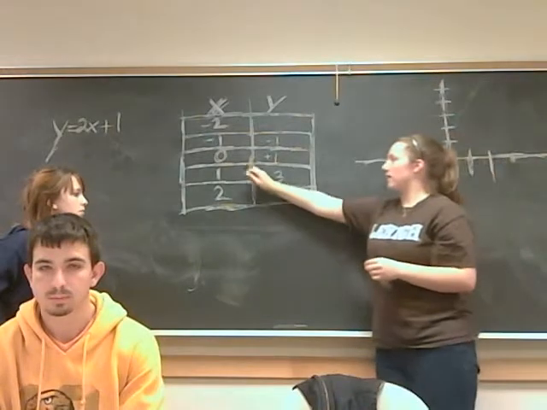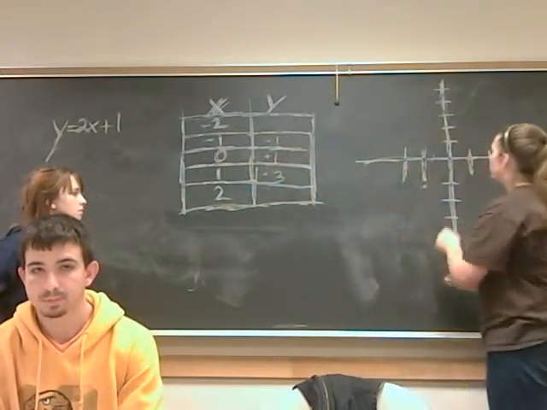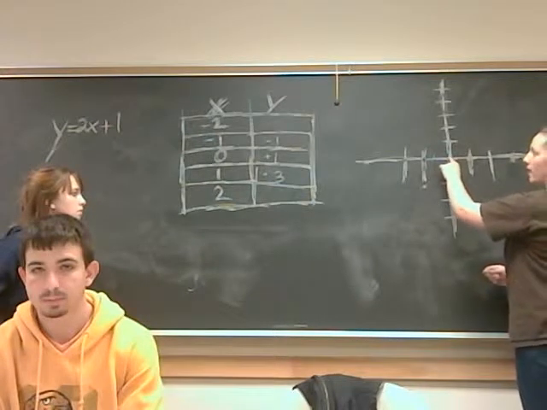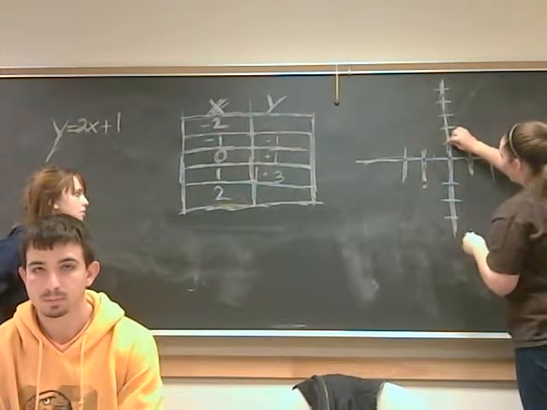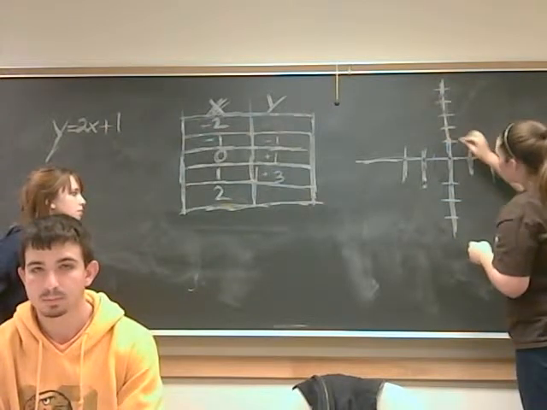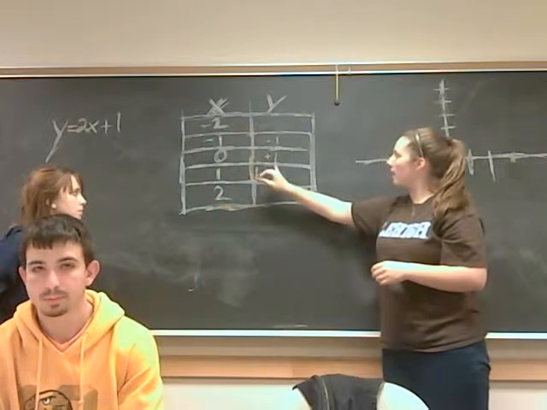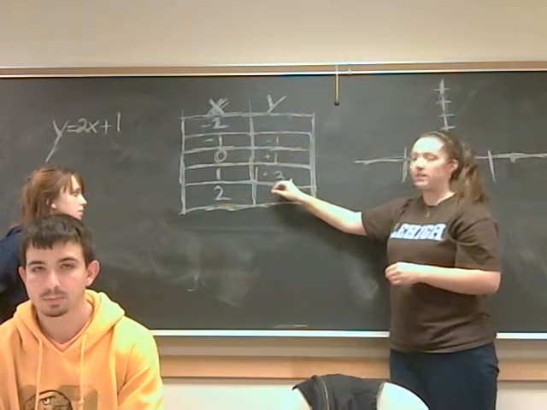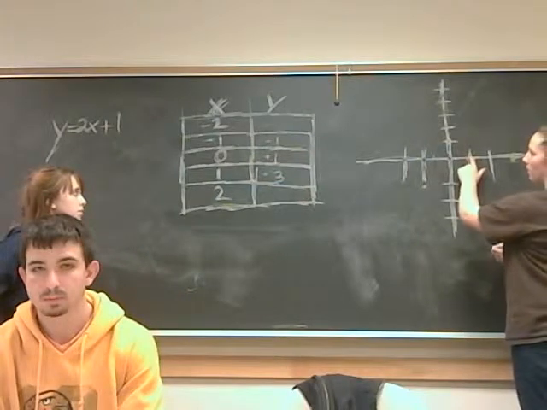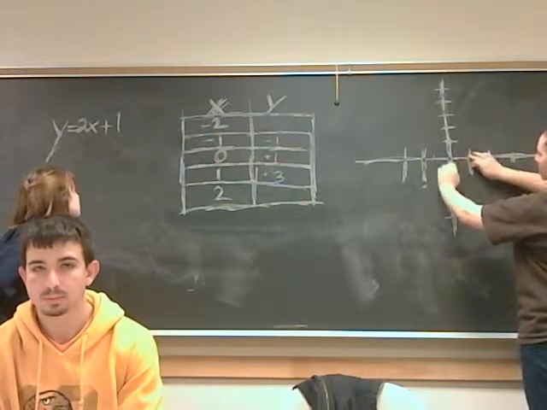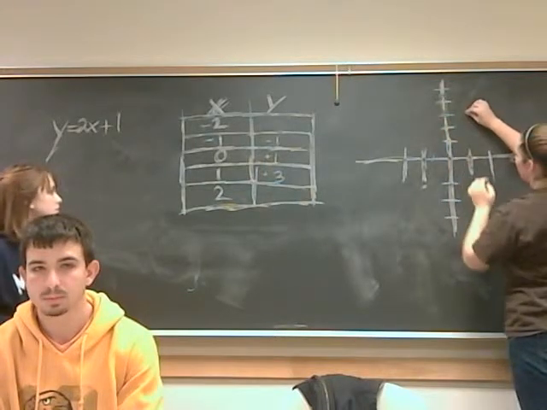So then you take your next x value, which is 0, and your next y value, which is 1. So you go to where x equals 0 and y equals 1. So that's going to be right there. And you put another point right there. And then you look at your last x value, which is 1. And then you look at your y value, which is 3. So then you go to where x equals 1 and where y equals 3. So x equals 1 here, and y equals 3 there. So right where they meet, you put another point.